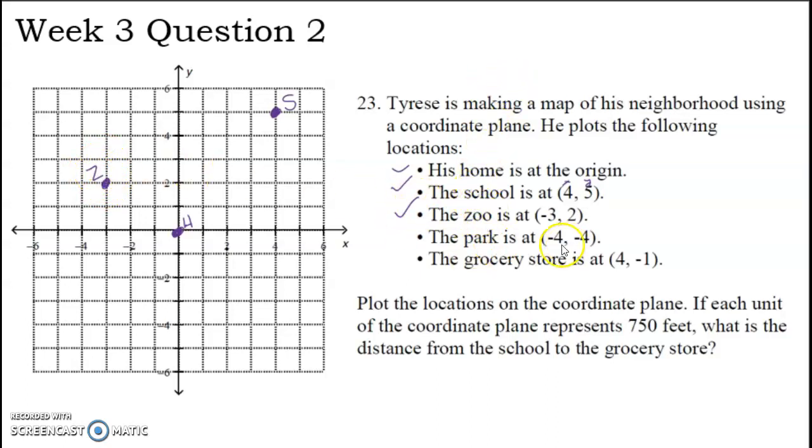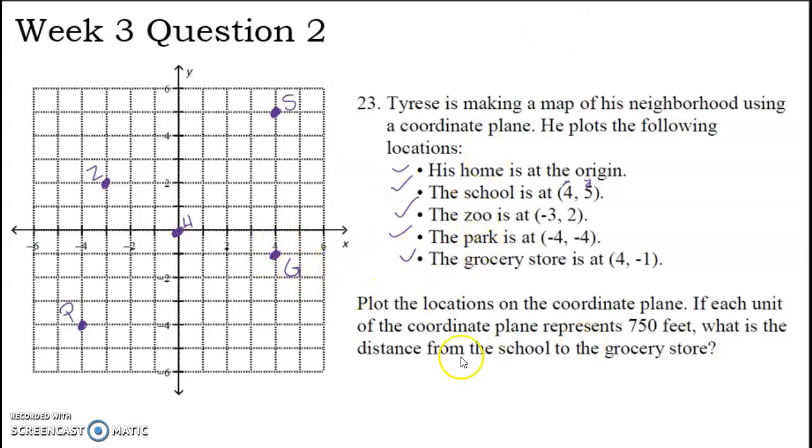The park is -4, -4. So begin at the origin. -4 is to the left. 1, 2, 3, 4. And then another -4 means I go down. 1, 2, 3, 4. So here, this is the park. And the grocery store is 4, -1. So I'm going to start here, go to 4. 1, 2, 3, 4. And then I'm going to plot -1, down 1. Okay. And so that's the grocery store.